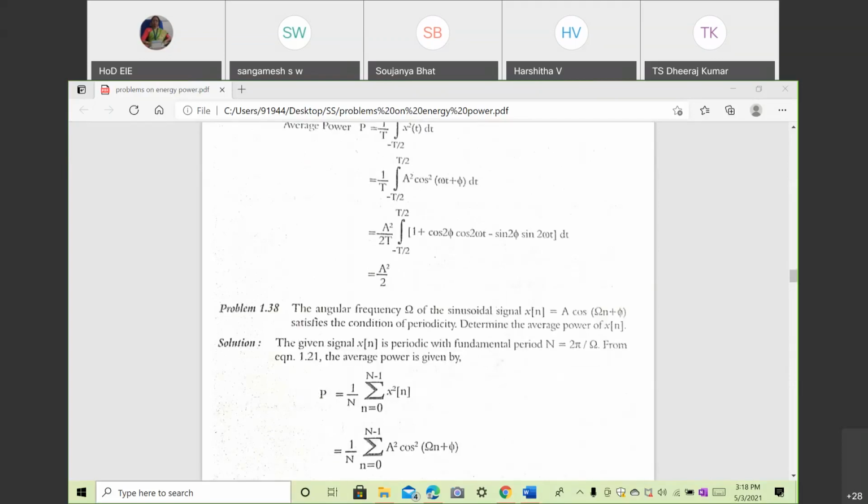And next, another problem. The angular frequency omega of the sinusoidal signal x of n, equal to A cos of omega n plus psi, satisfies the condition of periodicity. Determine the average power of x of n. Here also we have to find the average power of that signal x of n, and they mention it satisfies the condition of periodicity. Periodicity means the signal pattern will repeat at regular intervals.